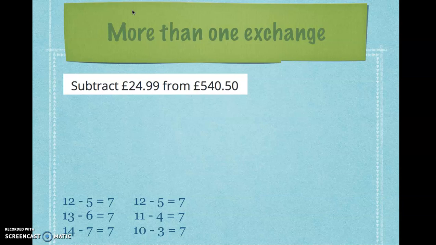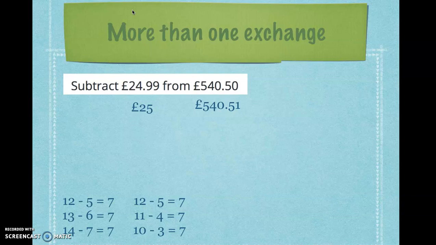So here, instead of having £24.99 and £540.50, I'm going to add 1 pence to each side. So £24.99 will become £25, because that's a really nice number to work with. And £540.50 will become £540.51.